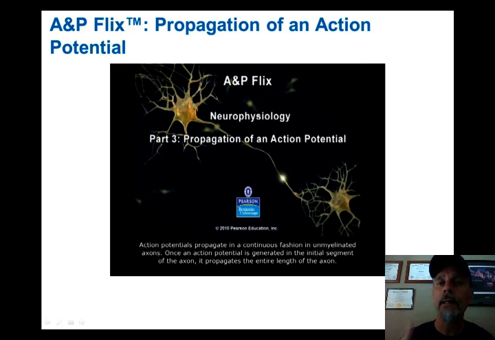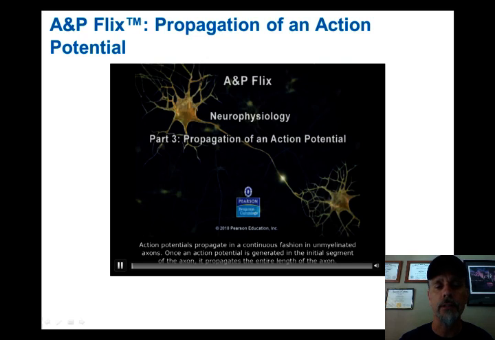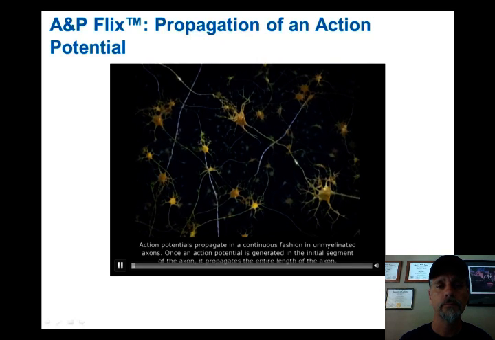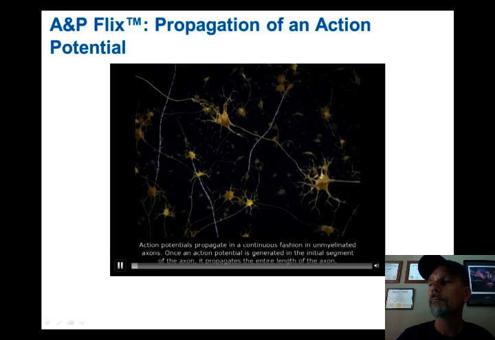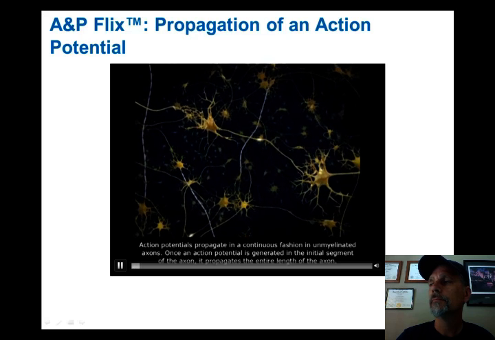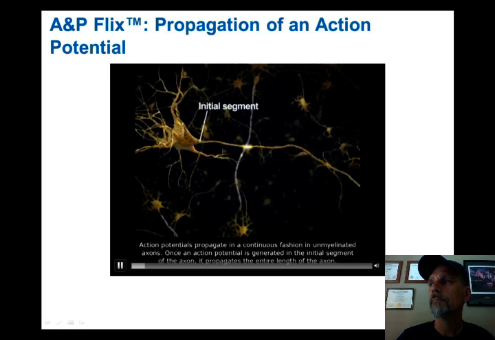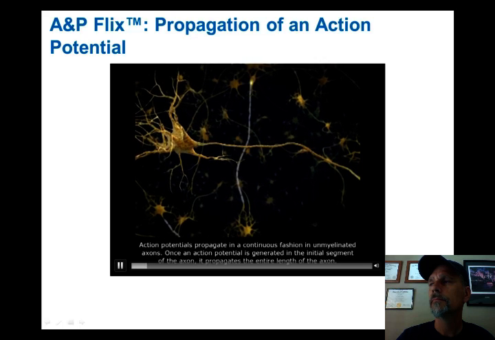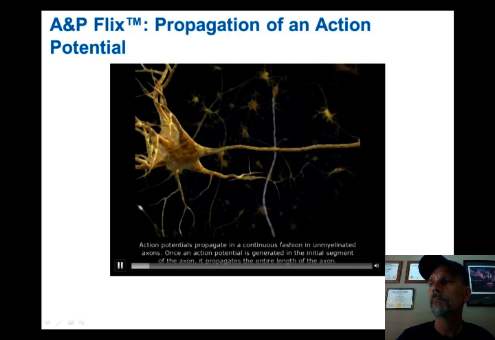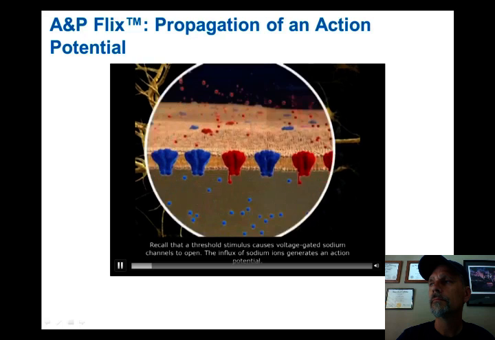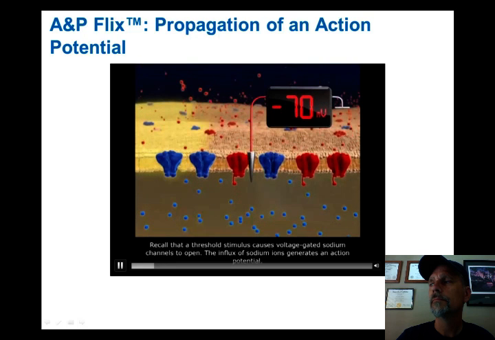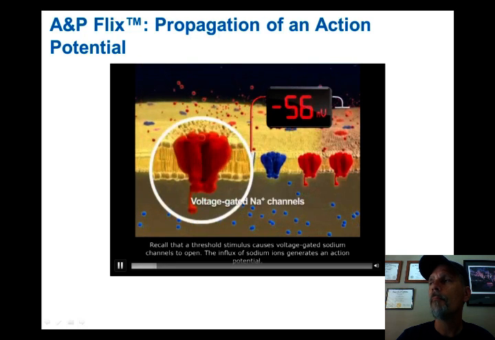So let's get back and review what we're talking about in terms of the action potential. Let's check out this animation on neuron physiology. Action potentials propagate in a continuous fashion in unmyelinated axons. Once an action potential is generated in the initial segment of the axon, it propagates the entire length of the axon. Recall that a threshold stimulus causes voltage-gated sodium channels to open.